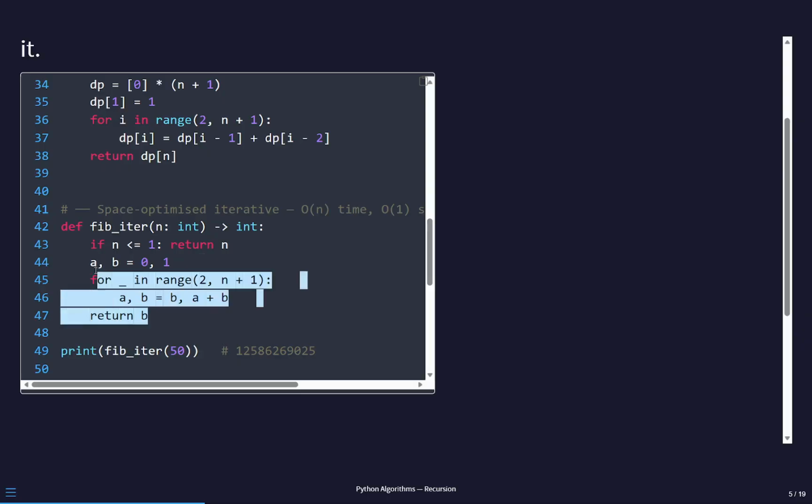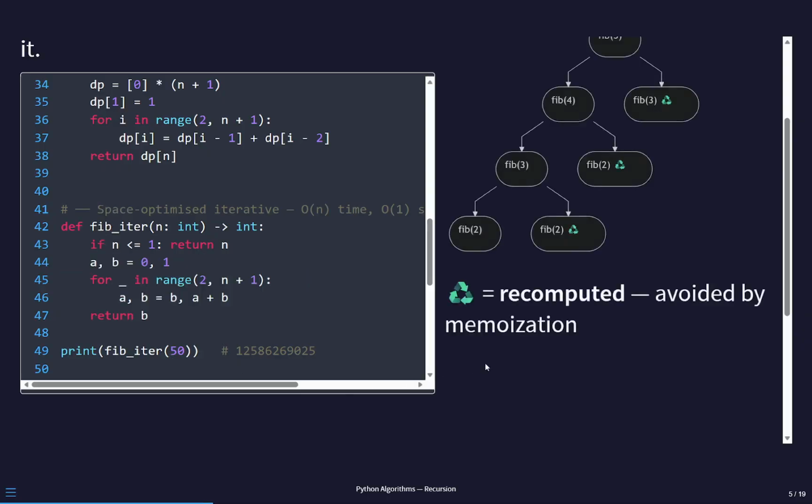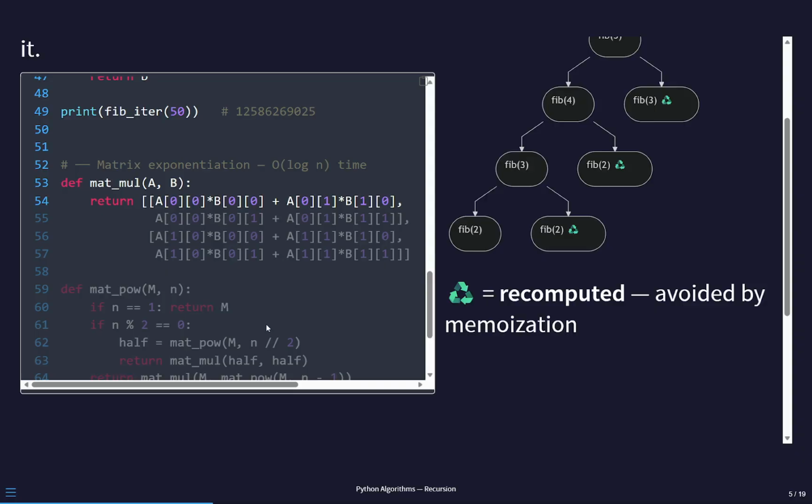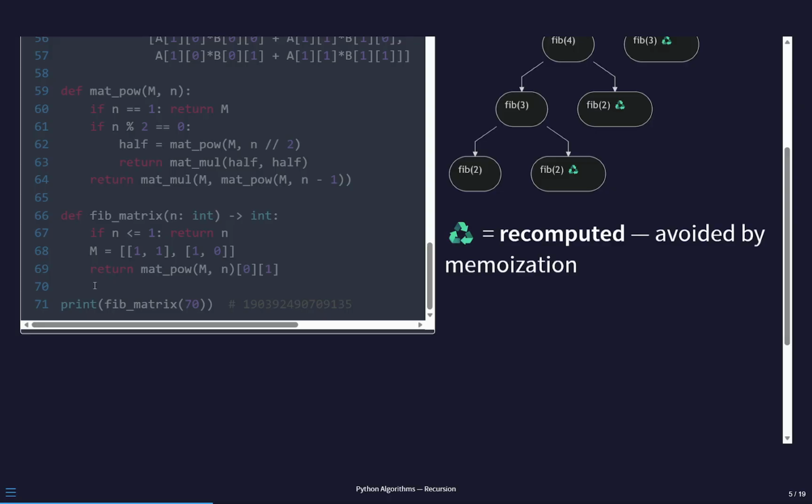Click. And if you need the nth Fibonacci for astronomically large n, matrix exponentiation computes it in O(log n) time. The identity: the nth Fibonacci equals the top right entry of the nth power of the matrix [[1,1],[1,0]]. This reduces to repeated squaring, halving the matrix exponent each step. 12 multiplications to reach fib(70).